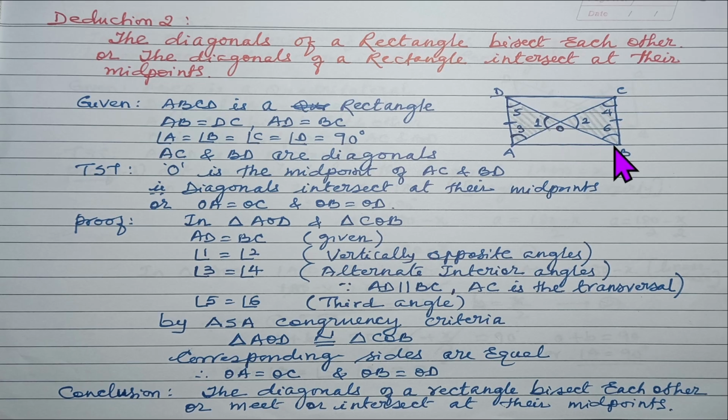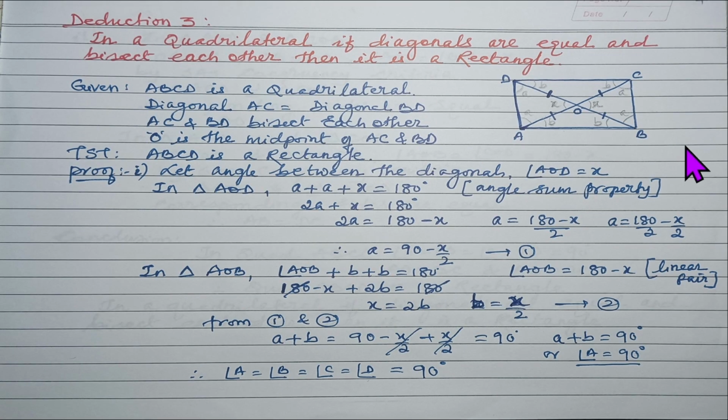If OA is equal to OC and OB is equal to OD, then naturally O is the midpoint of AC and O is the midpoint of BD, or the diagonals of a quadrilateral bisect each other. So that is the deduction, the logical proof of the given statement. Try to remember that.